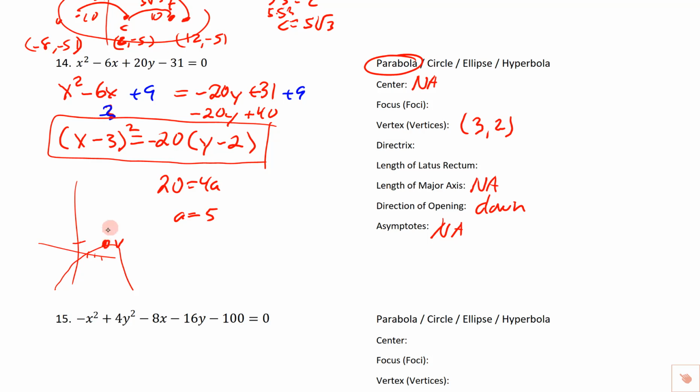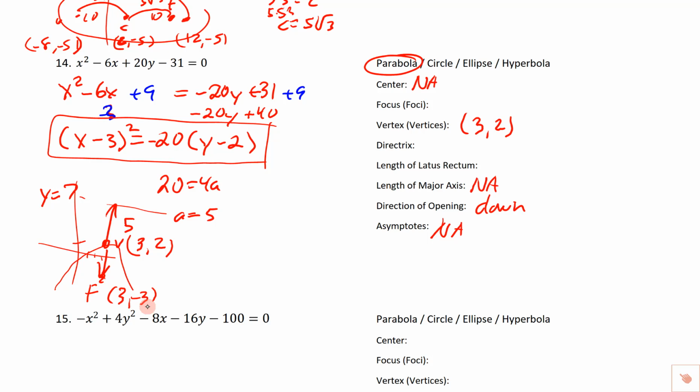So if we know where the vertex is, we just need to go up 5 in this direction, and we need to go down 5 in this direction. Going up 5, that's going to give us our directrix. So remember, if this is 3, 2, we're just going to go up 5. So that means this is going to be y equals 7. And then if we go down 5 here, this is going to mean that the focus is at 3, negative 3. Yeah, 3, negative 3.